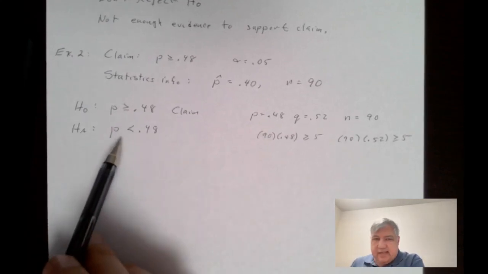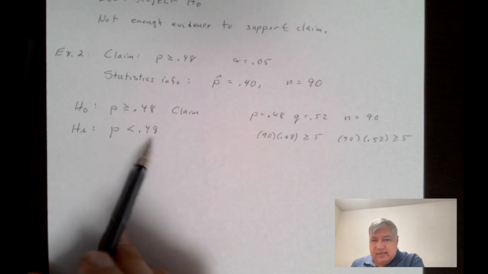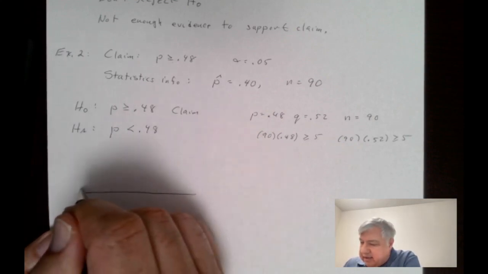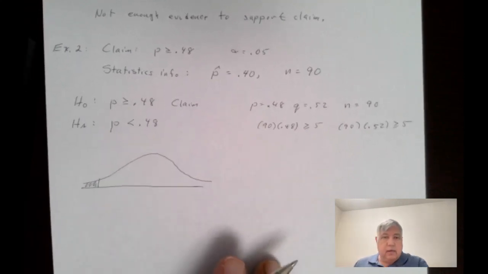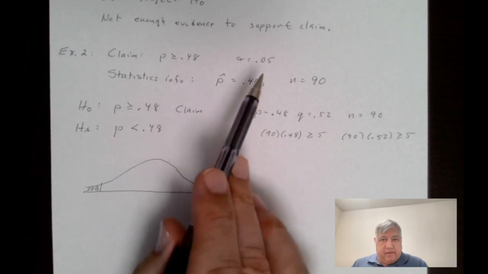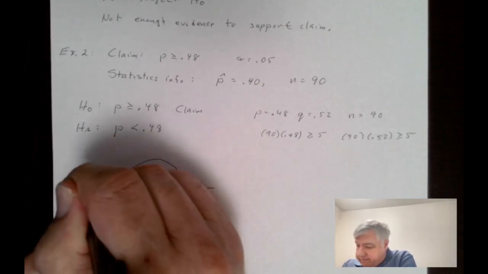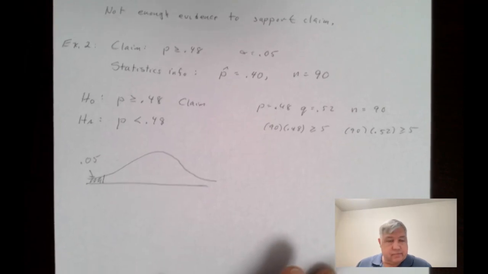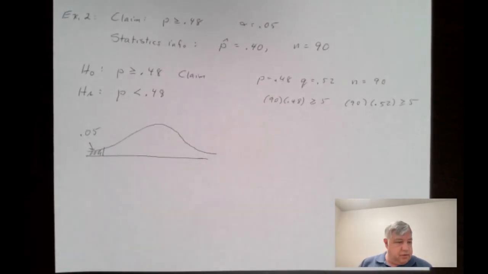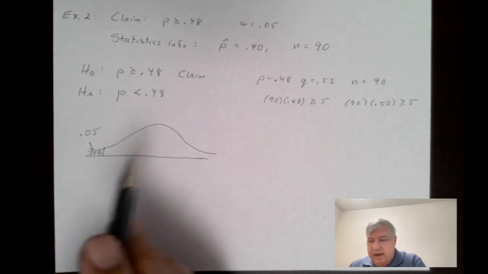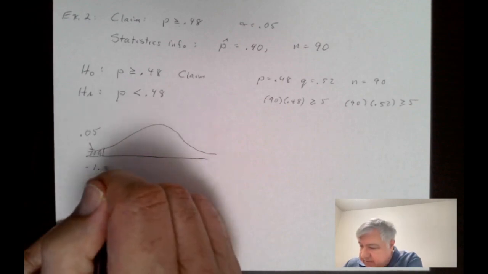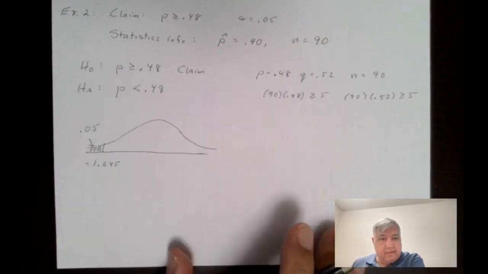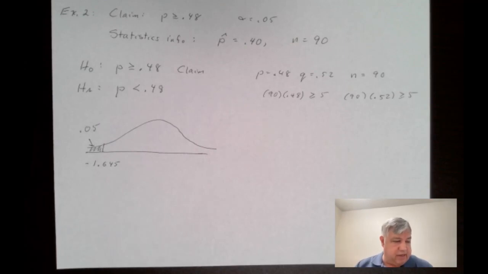Once again, because the unlikely values of p hat would be less than some number, we're using a left tail test. And our level of significance now is 0.05. So we use inverse norm of 0.05, or you can just memorize this. This is going to be negative 1.645. So that's our critical value, and we see our rejection region.